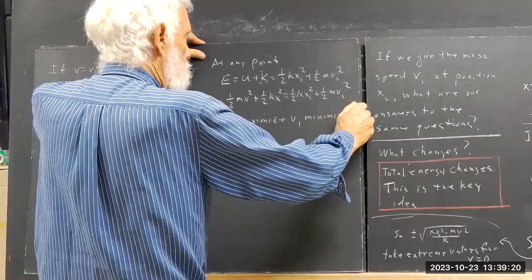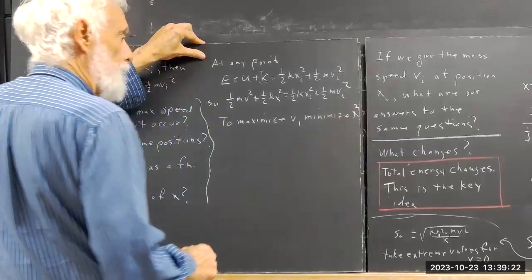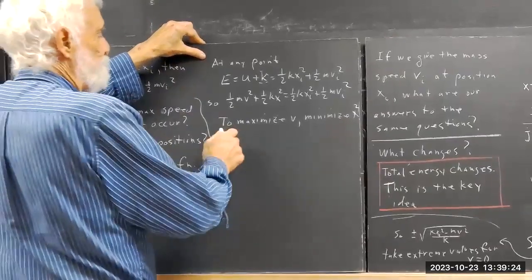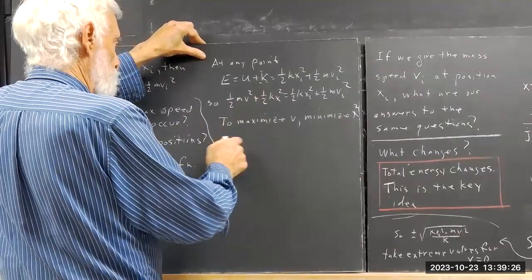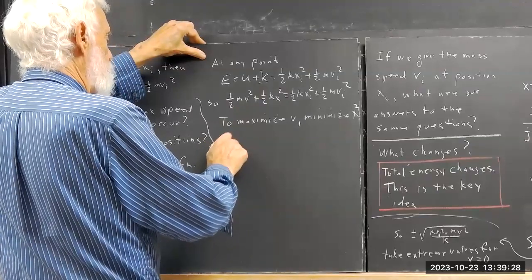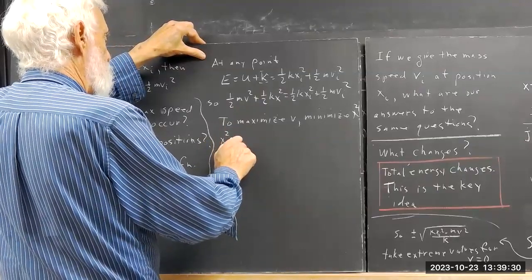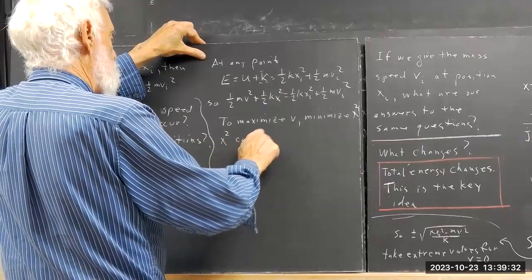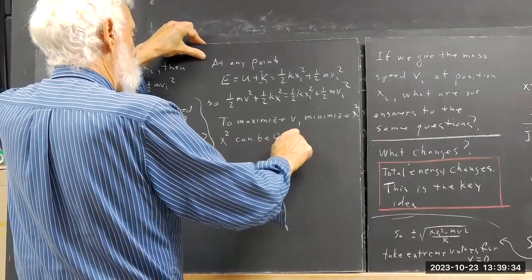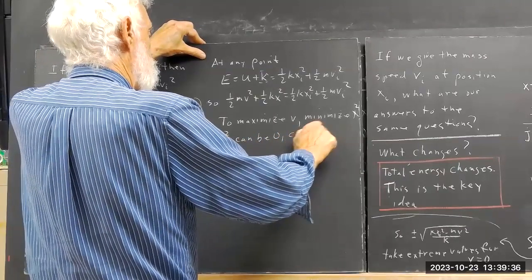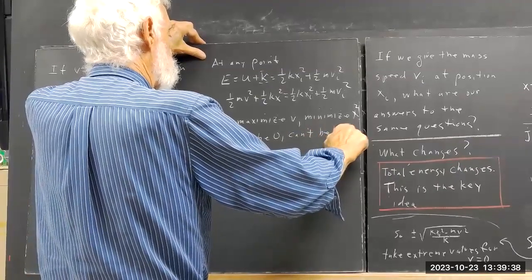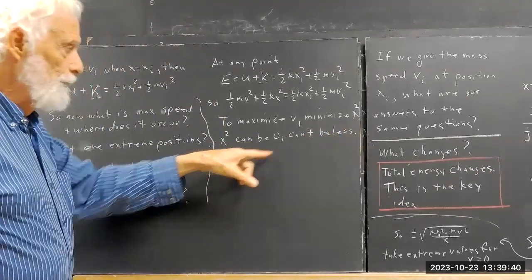I should say we should minimize X squared, to be more technically correct. And now I can say X squared can be 0, but it can't be less.